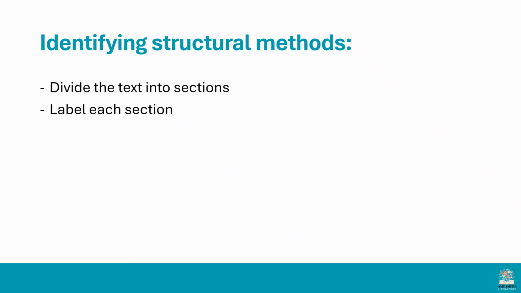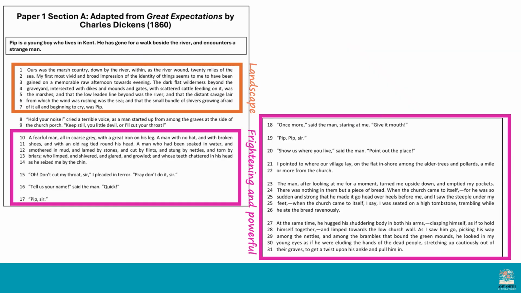One thing that we can do to help us identify these structural methods is to divide the text into sections and then to label each section. Now I've got a quick hack for this, and actually we did this in the first video of this series. In that video, I said, I'm going to ask you to do something. You might be tempted to skip this step, but don't skip it because it's going to help us later on. And I really hope you didn't skip that step, because this is it.